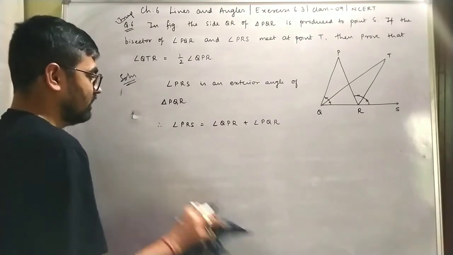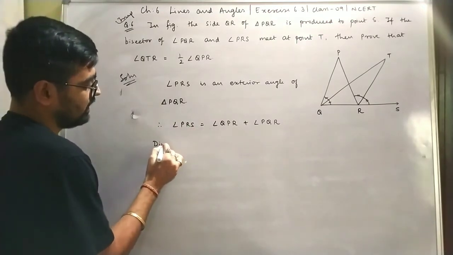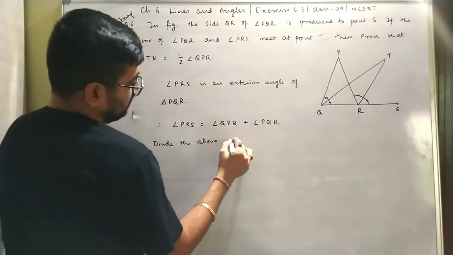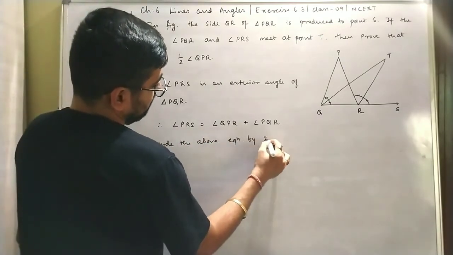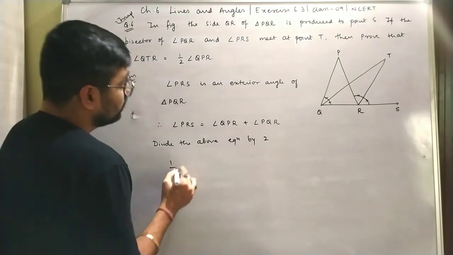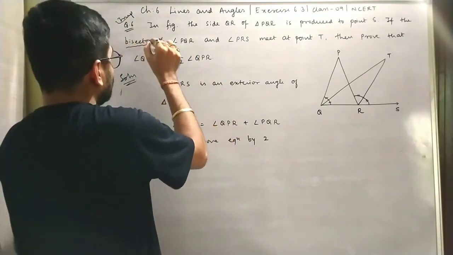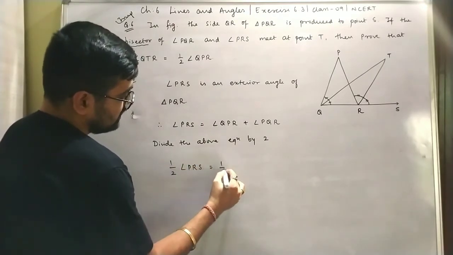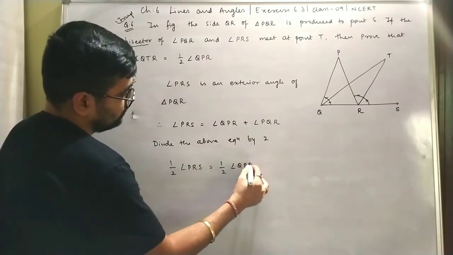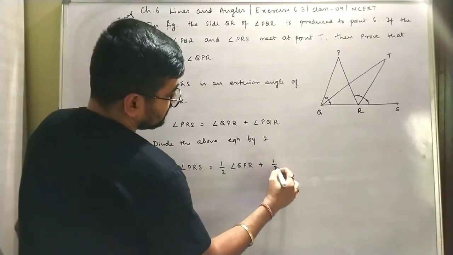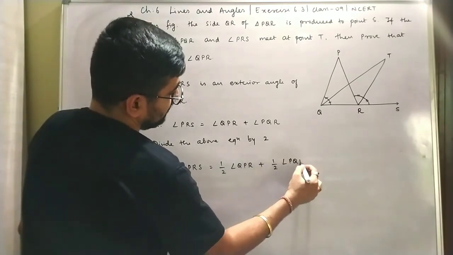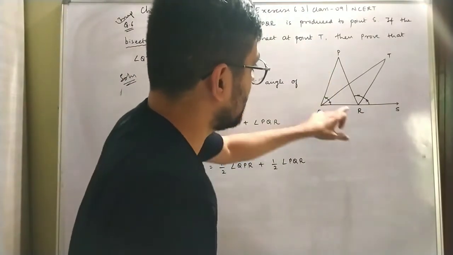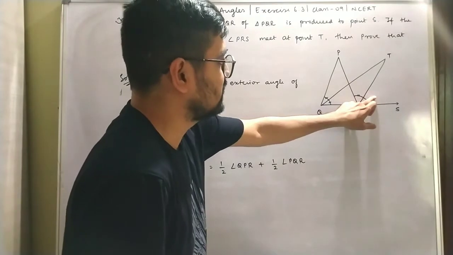Now I am going to divide this whole equation by 2. So why by 2 did I prefer? Because I know we have a bisector. So the bisector will help. So PRS is equal to half of QPR plus half of angle PQR. Now for this particular angle PRS, I have the bisector, this and this.